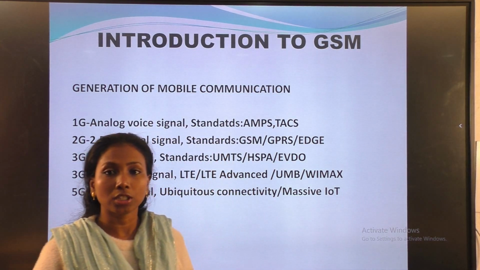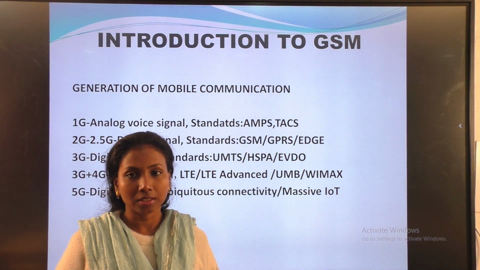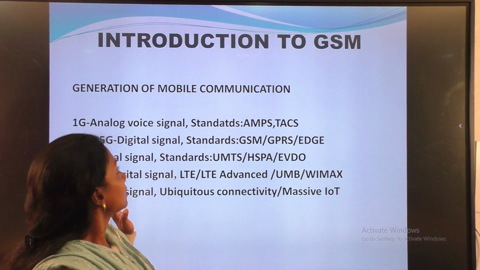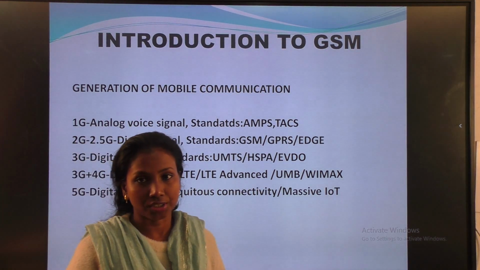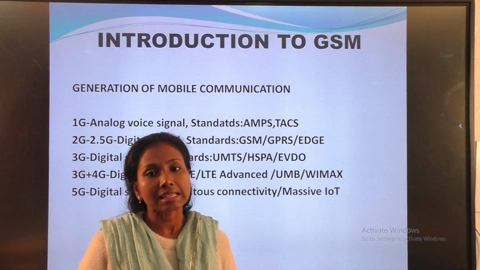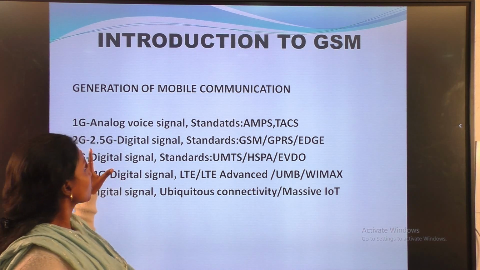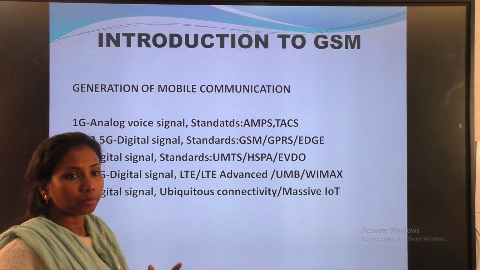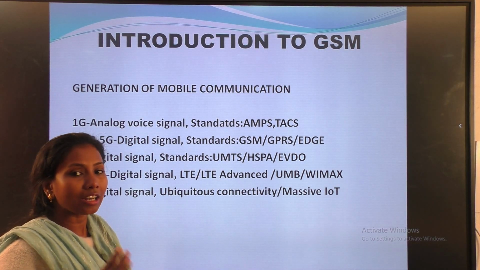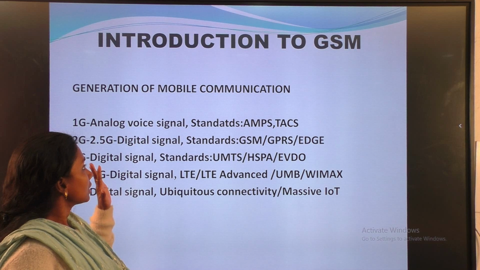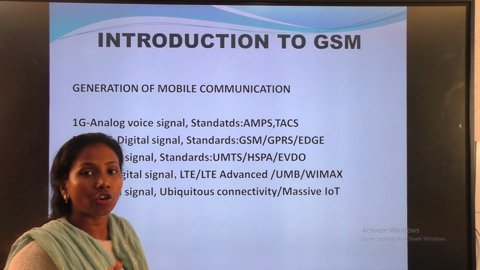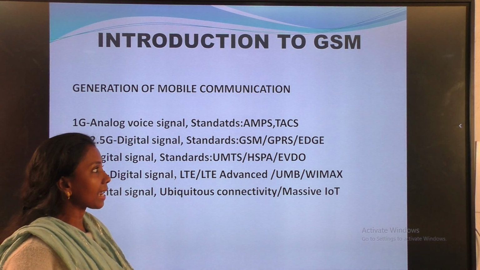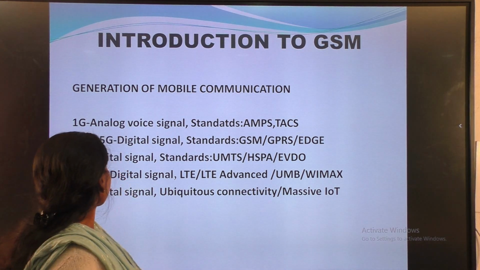So before going to learn about this topic, we just cover a few minutes about the generation of mobile communication. As we already studied, the first generation supports the analog signal, that is your voice signal only. By this, we only use our cell phones for calling purpose. And the standards that are supported here are AMPS and TACS.